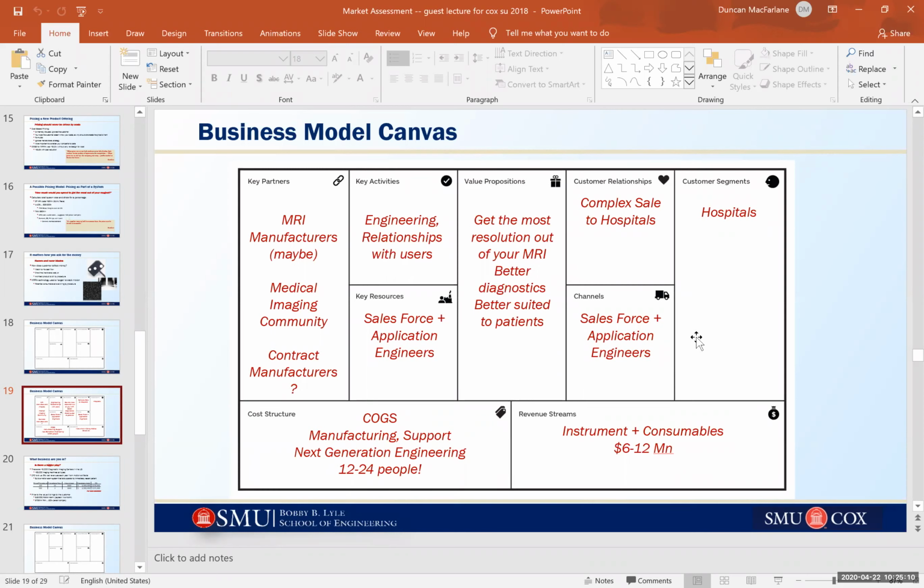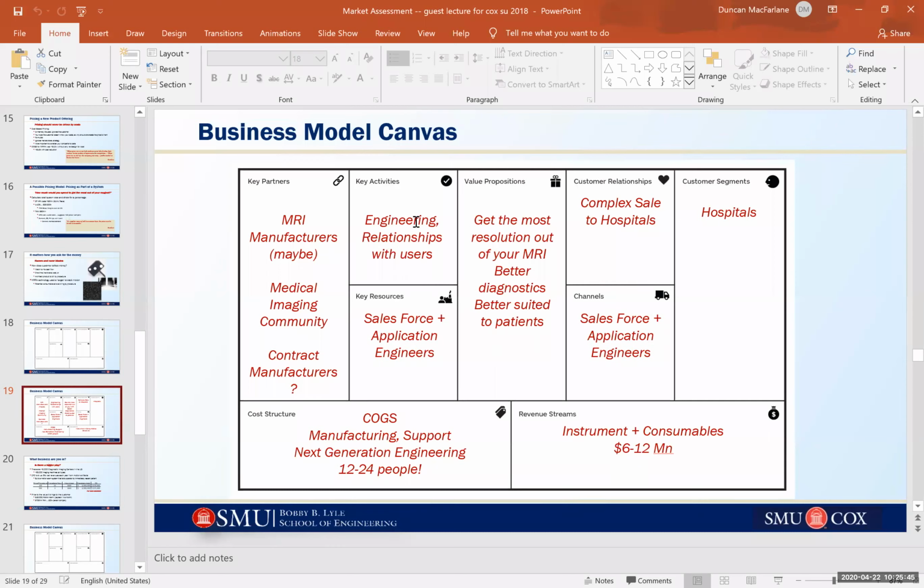We'd probably have to have a direct sales force to go into the hospitals, and they'd probably have to have some application engineers. So now we're starting to think that if we have 12 people in the company and we have to be out there, this might be half of our company: sales force and application engineers. And certainly I've put these guys again as the key resources, those relationships that we would have with each and every one of our customers through these sales channels would be an absolute key resource.